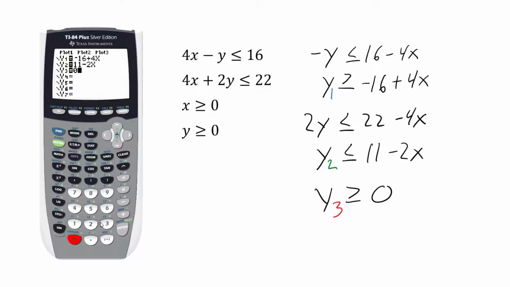Now your calculator has the ability to shade when we're graphing linear inequalities. But if your calculator is like mine and it's just black and white, it ends up just shading the whole screen and it's kind of hard to see. So what we're going to do is just graph the lines, and then we'll draw on the screen the actual graph with the shading. So we'll hit graph, and we'll see our lines on the screen. All right, so let's go ahead and draw that out.